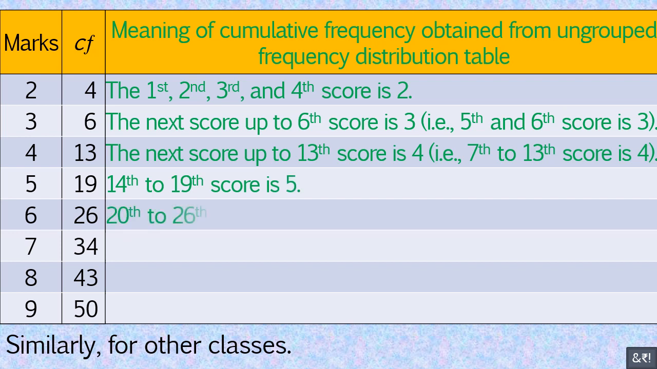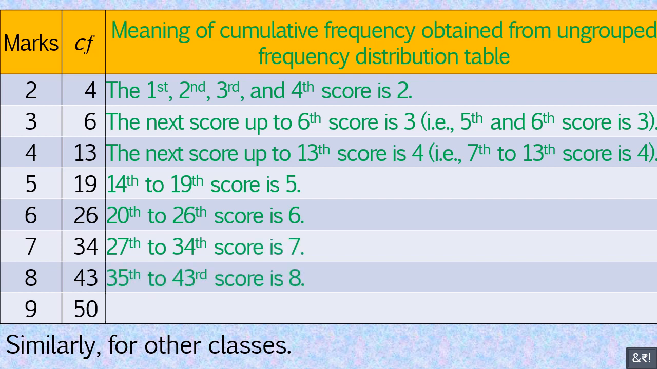20th to 26th score is 6. 27th to 34th score is 7. 35th to 43rd score is 8. 44th to 50th score is 9.